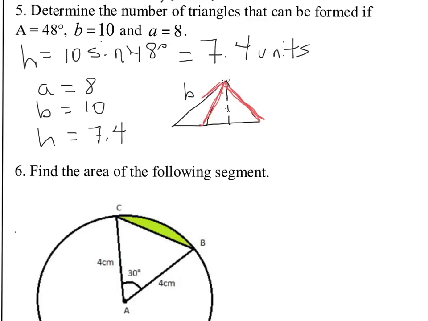We get one here, and then the other one is this bigger triangle here. That's two triangles. So two triangles are formed in this case. If A is less than B but bigger than the height, then we get two triangles formed. So the answer would be two triangles.